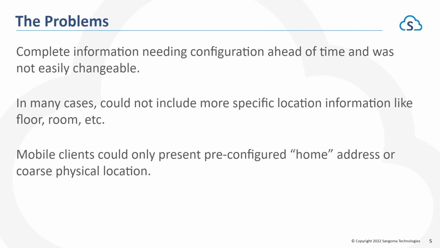And then the really big case is for mobile clients, ones that roam around. So in those cases, you can only present pre-configured home address information or coarse physical location. You might see this if you are registering your mobile phone with your cellular provider for Wi-Fi calling at home, where you actually have to fill out E911 information for your home.